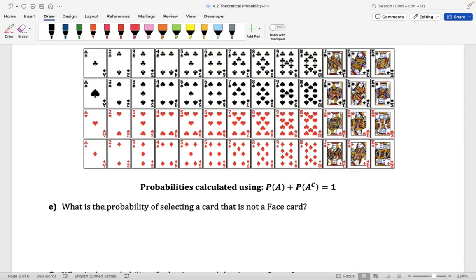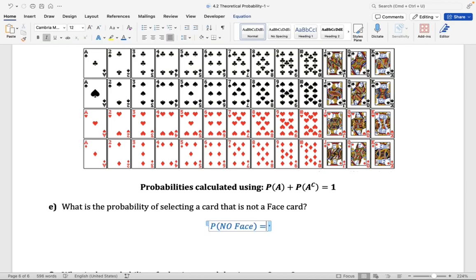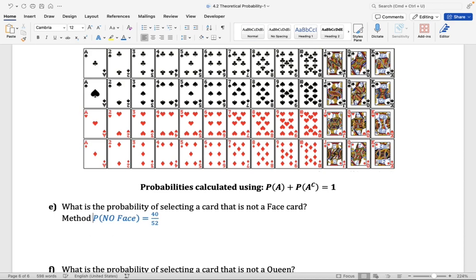In part E, we have what is the probability of selecting a card that is not a face card. To compute this probability, you could count the number of cards that don't have a face on them. We have 40 cards, and divide this number by the total number of cards. Or you can think of the total number of cards we have in the sample space, which is 52. That will give you your answer. That is one way that you can do this. I'm going to call that method number 1.